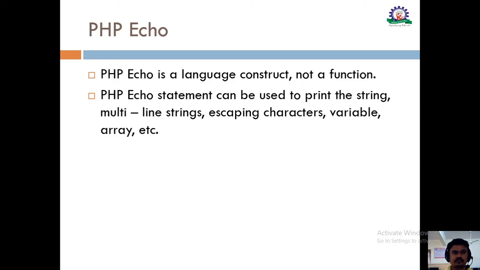The first one is PHP echo. It is a language construct, not a function, which means it is just used as a statement. It is used to print a string. It may be a single line or multiple lines. It can even print escape characters, variables, arrays, etc.